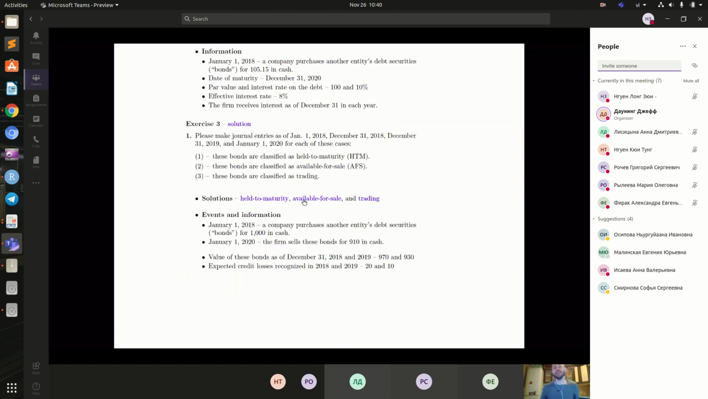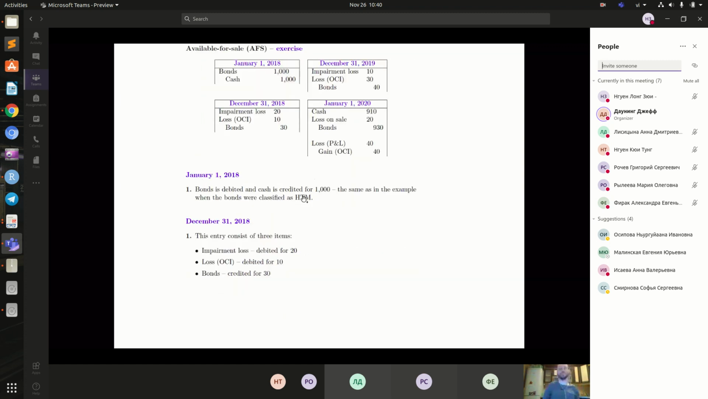Next, available for sale. For December 31st, 2018 and 2019, we divide the decline in value into two parts. One, the decline in value from expected credit losses. We recognize an impairment loss in net income or profit and loss. The other part, the decline in value not related to expected credit losses, we recognize in OCI. For example, 2018, we had a total decline in value of 30, from 1,000 to 970. Of this decline in value of 30, 20 was from expected credit losses, hence impairment loss in net income of 20.